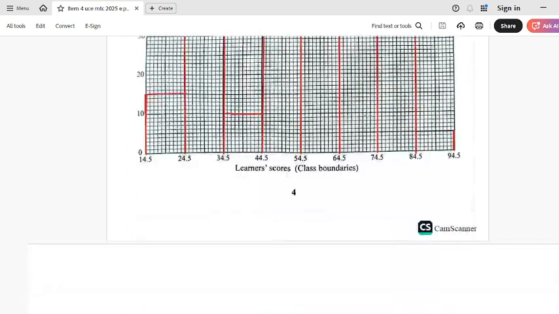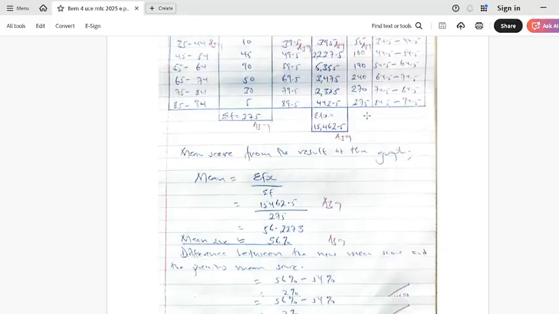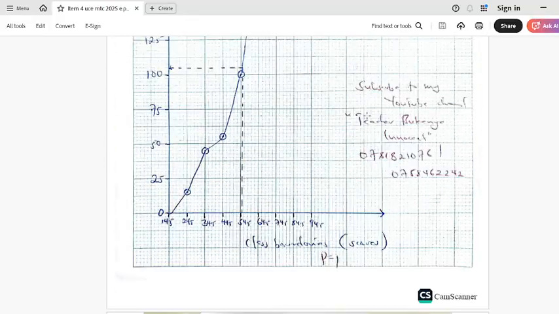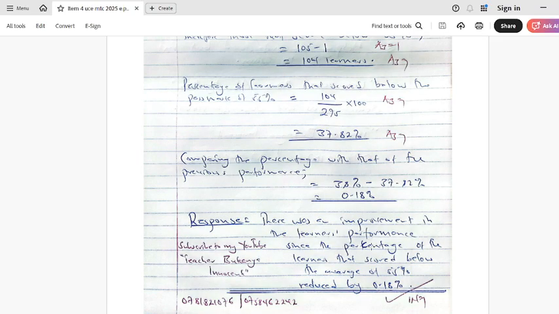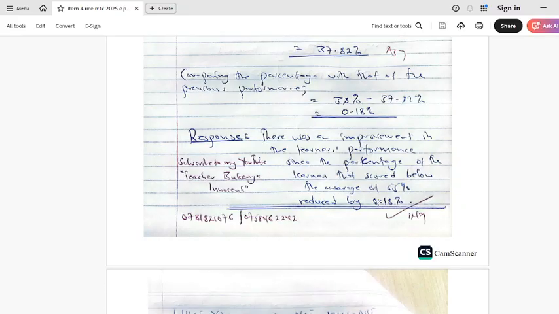Now, if the percentage of those that score below the average has reduced, that means there is an improvement in the performance. Because if 38% scored below the average, and now the percentage has gone lower, that means there is an improvement in the performance. So if we compare, I compared by subtraction, I got a decrease of 0.18%.